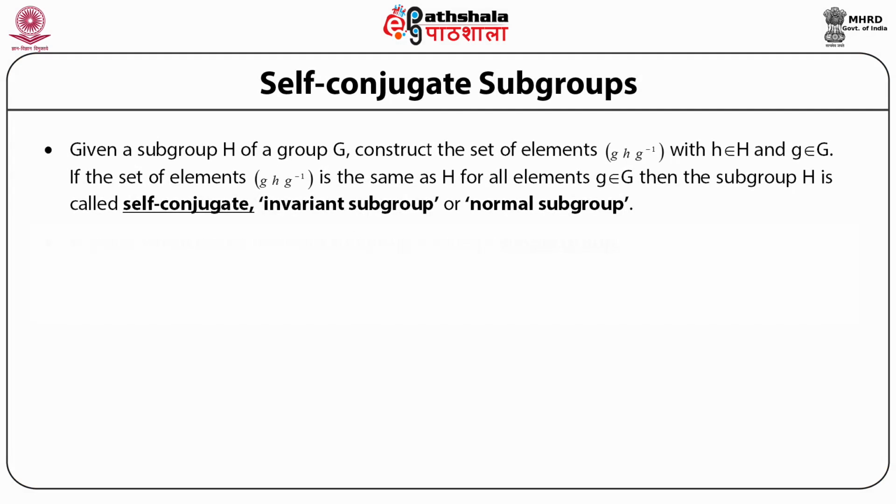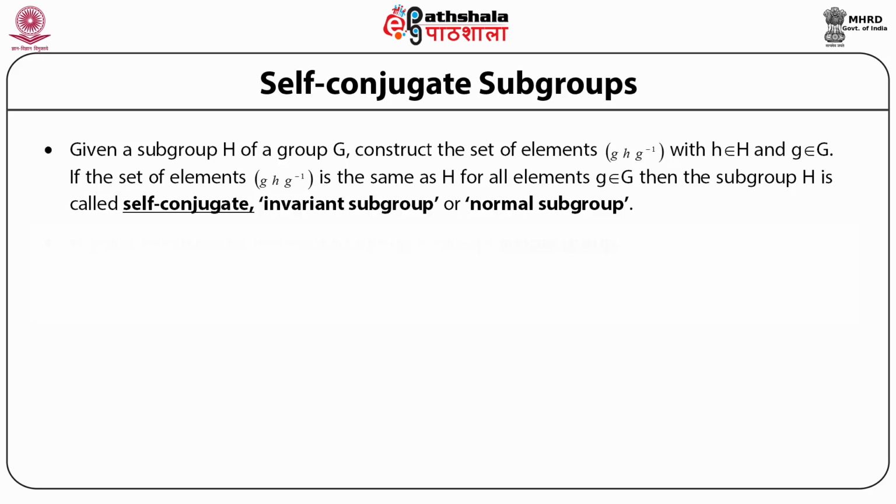Given a subgroup H of a group G, we can construct a set of elements GHG inverse, with H an element belonging to the subgroup H, and G belonging to the group G whose subgroup is H. For elements G which are also in H, GHG inverse is obviously the set of elements in H. However, if the set of elements GHG inverse are the same as the elements of the subgroup H for all elements G belonging to the group G, then the subgroup is called the self-conjugate group. It's also called an invariant subgroup or a normal subgroup.